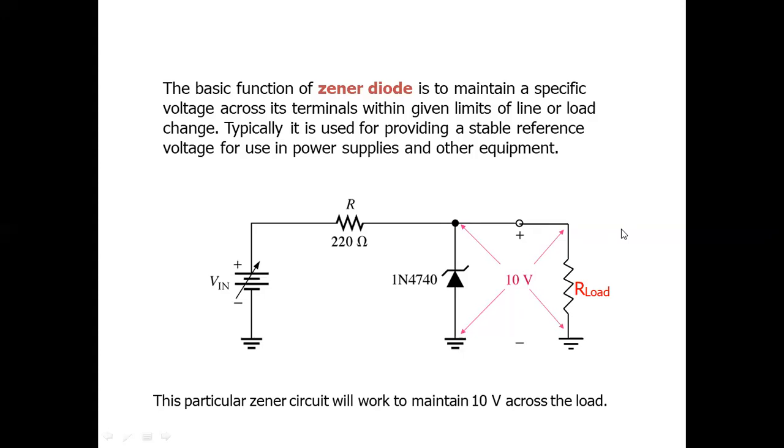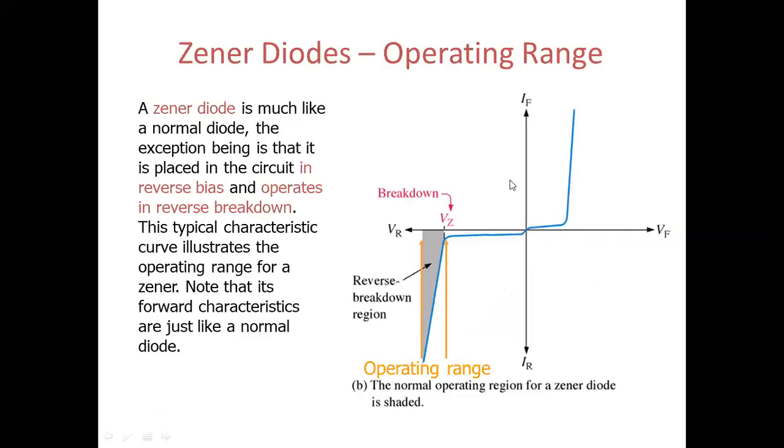How all these things work, I will explain by using the VI characteristics of a diode. This is the VI characteristics of the diode. Okay, for the forward bias, you just consider that one.